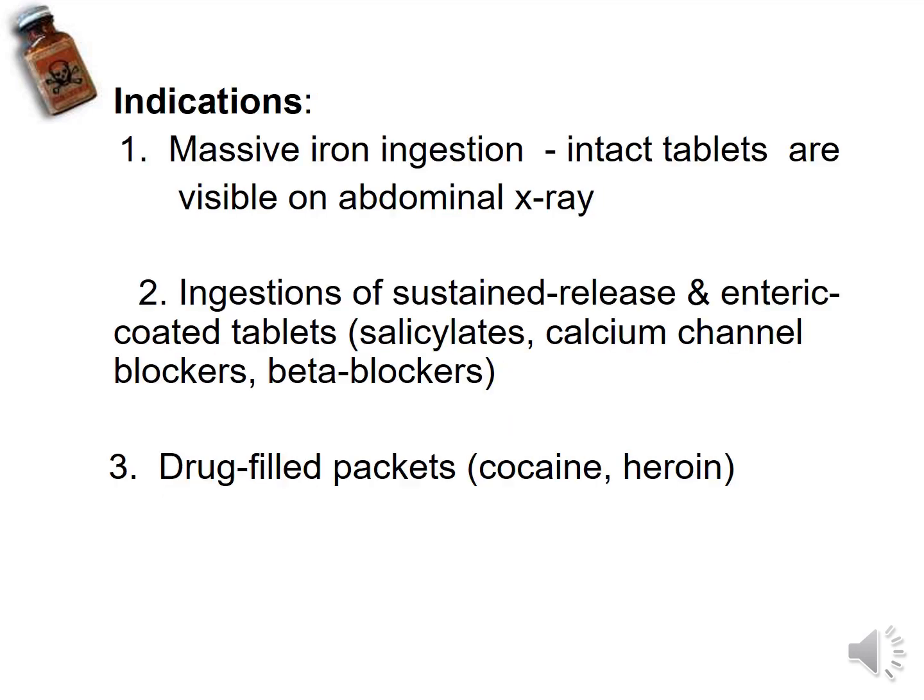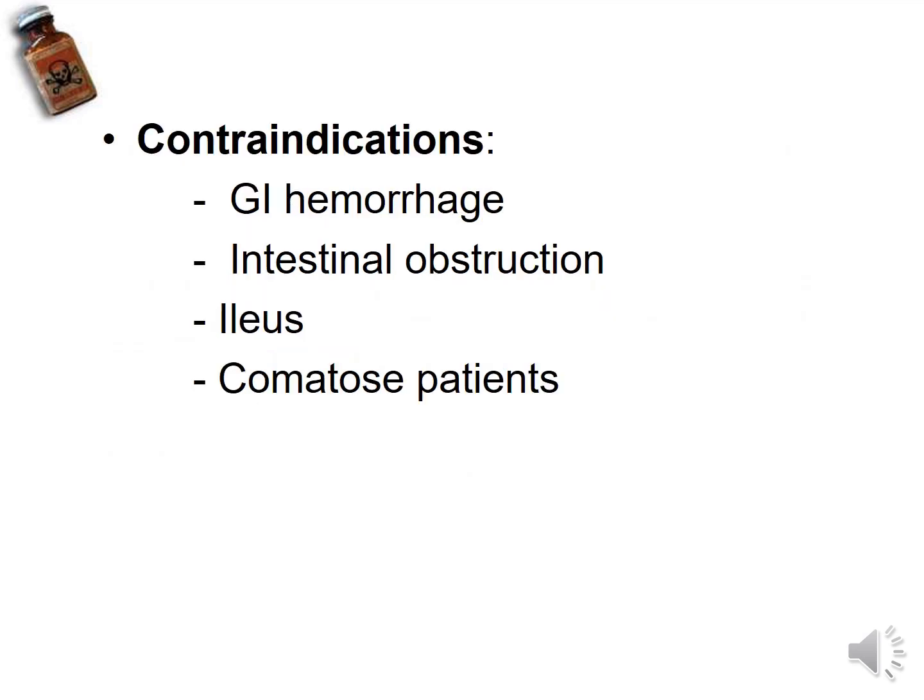The indications for irrigation are massive iron ingestion where intact iron tablets are taken, which is visible in the abdominal X-ray, or ingestion of sustained release and enteric coated tablets like salicylates, calcium channel blockers, beta blockers, or drugs filled in packets like cocaine, heroin. If it is filled in packets, that sort of drug is taken out by whole bowel irrigation. Contraindications of whole bowel irrigation are GI hemorrhage, intestinal obstruction, ileus and comatose patients.